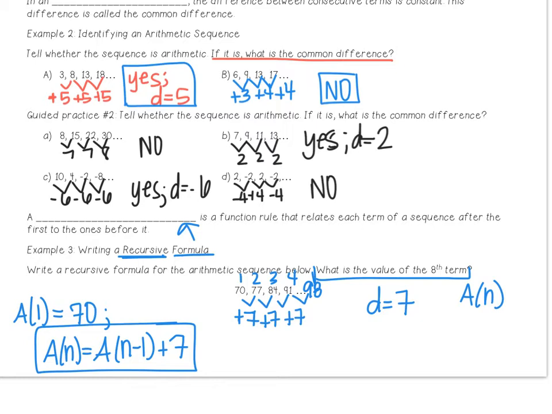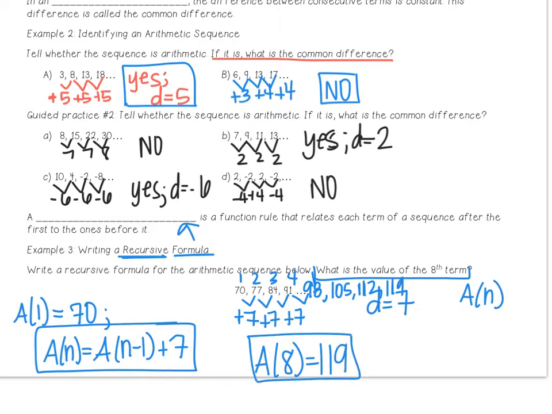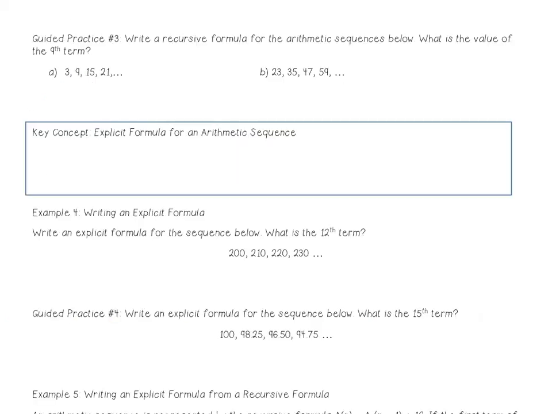The 6th term is going to be 105 because you add 7. The 7th term is going to be 112. That means the 8th term is going to be 119. So A sub 8 is 119. You got 2 answers. The first one was the recursive formula, and the second one was the 8th term.